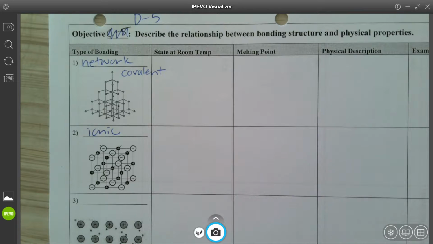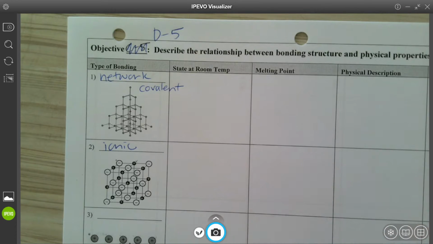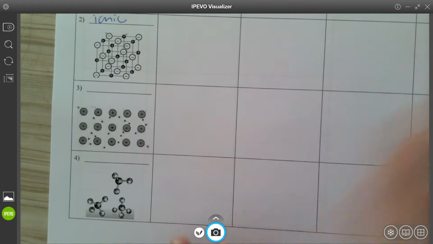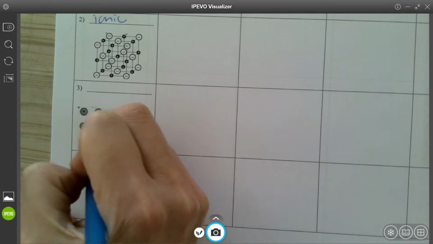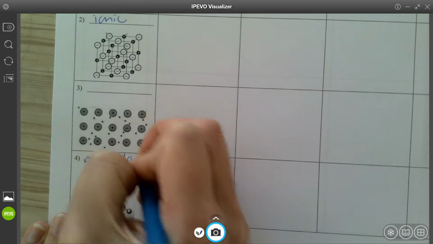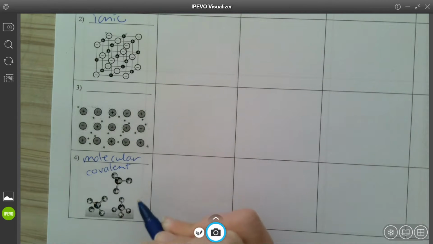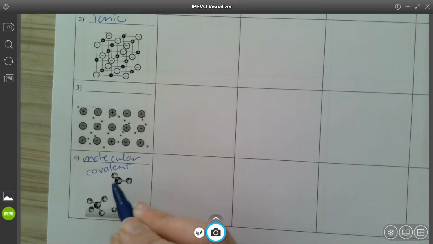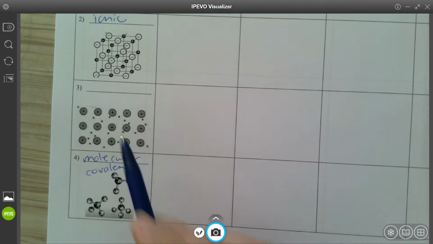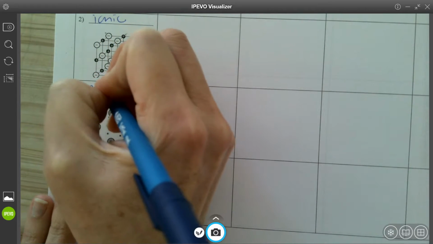Which one is molecular covalent? Hayden, what do you think? Which one looks like molecules, like clumps of molecules? So this one's molecular covalent, because you can see these separate discrete molecules. There's clumps of atoms bonded together, okay? And then number 3 is a metallic bond.